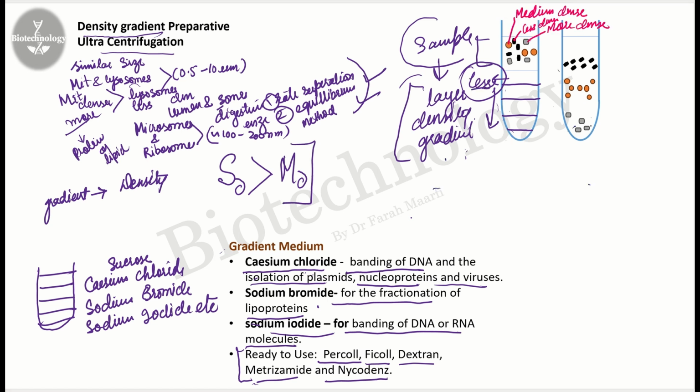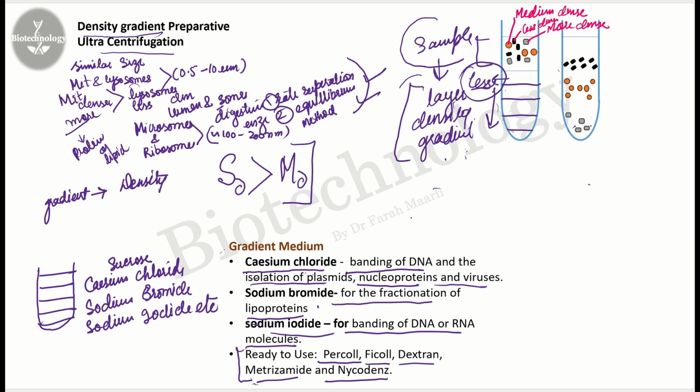Suppose this is the order of the density of these particles. The gray one is the more dense, the orange one is medium dense, and the green one is the lesser dense. Suppose this is the order of the density for these particles. The gray one is the more dense one and the green one is the lesser dense particle.